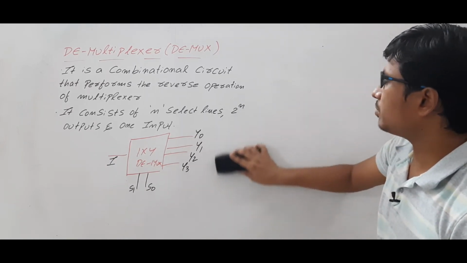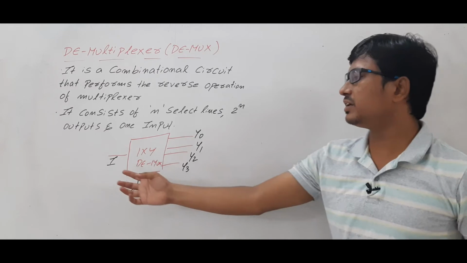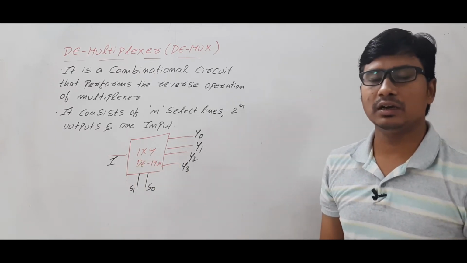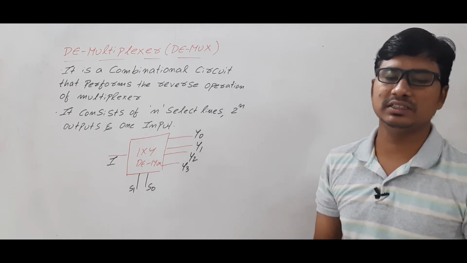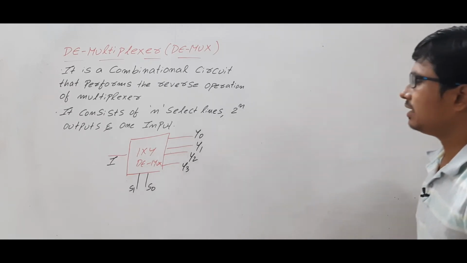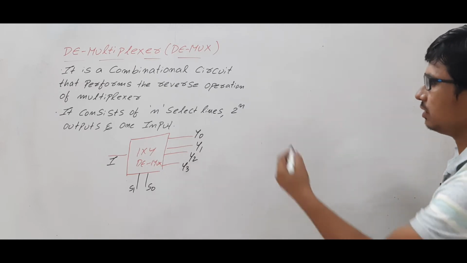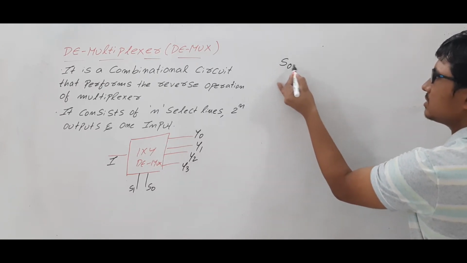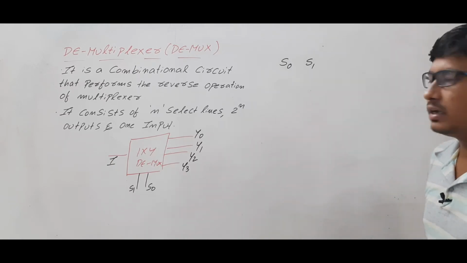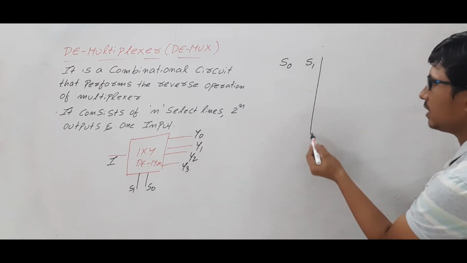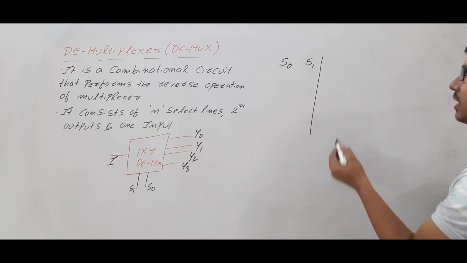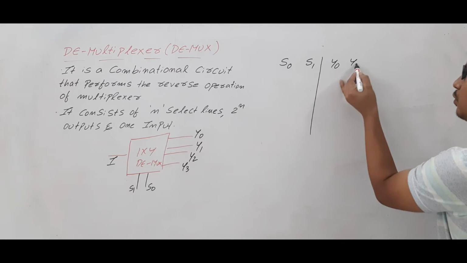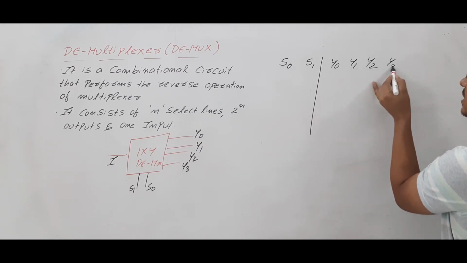How to draw the combinational circuit? We have identified the inputs and outputs. Then what do we have to do? We have to draw the truth table. From the truth table, we can generate the combinational circuit. Let me draw the truth table for the 1 by 4 demux. What are the input lines here? S0 and S1. Am I right or wrong? Then we have the output lines, which are Y0, Y1, Y2 and then Y3.